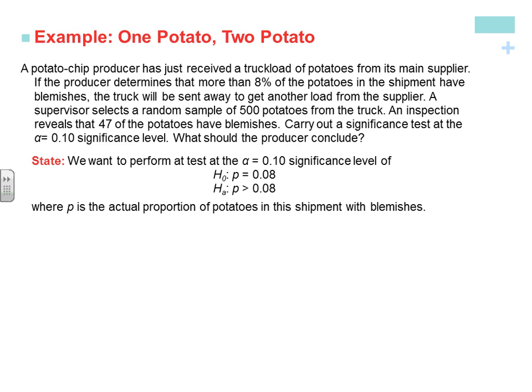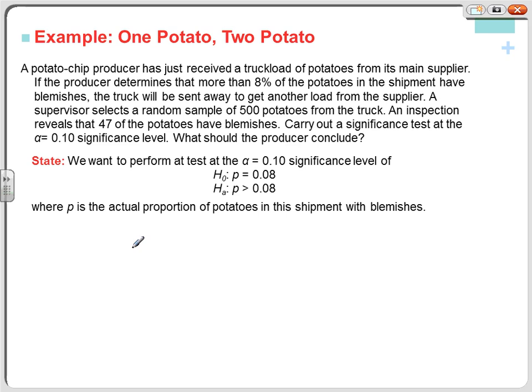So here my hypothesis is going to be P equals 0.08. And here we are wanting to know if it is bigger than 0.08, because that's when we're going to send it away. All right, so then you actually have to tell me what P is going to be. P is the actual proportion of potatoes in the shipment with blemishes. So you could either write that in here, or you could just say that P equals this.